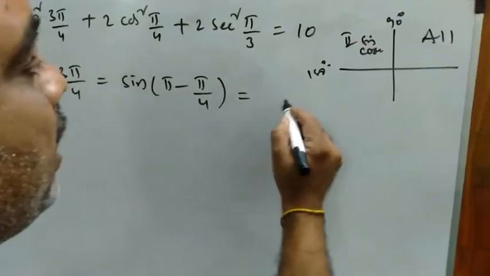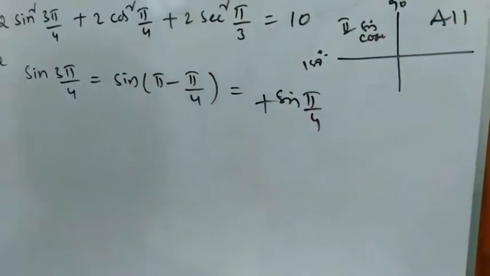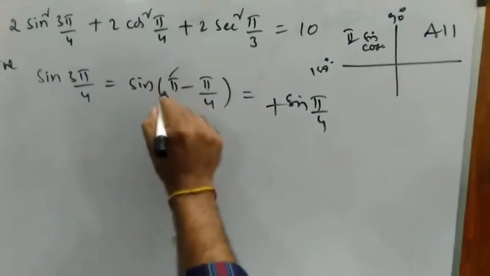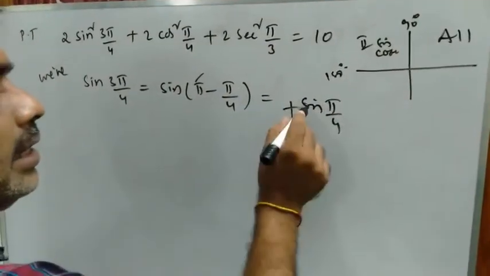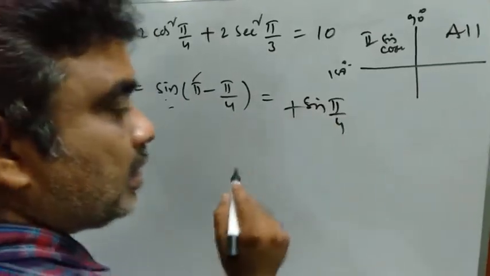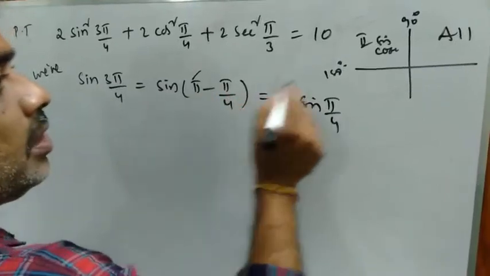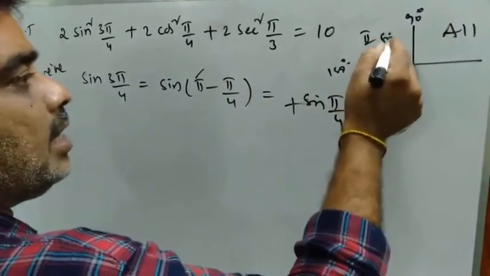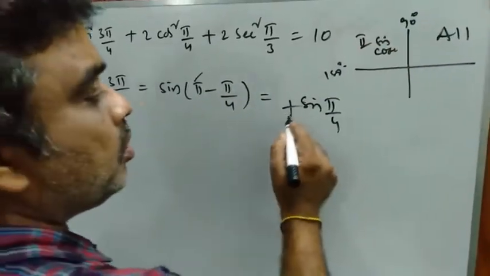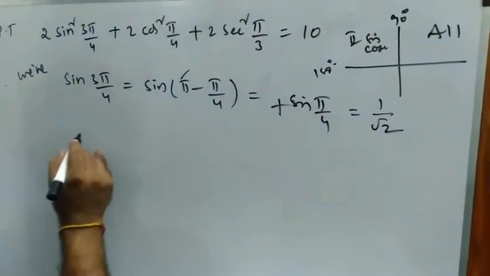So sin(π − π/4) is the same as sin(π/4), plus sine. For 180 degrees, you get the same term: sine stays sine, cos stays cos, cosecant stays cosecant, like that. And 180 minus theta will come in the second quadrant, where sine and cosecant are positive. So I will get plus sine. So this is 1 by root 2, sin π/4.